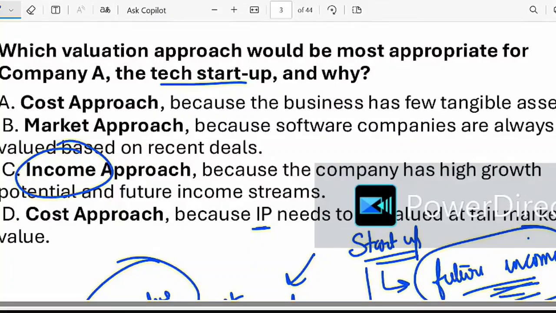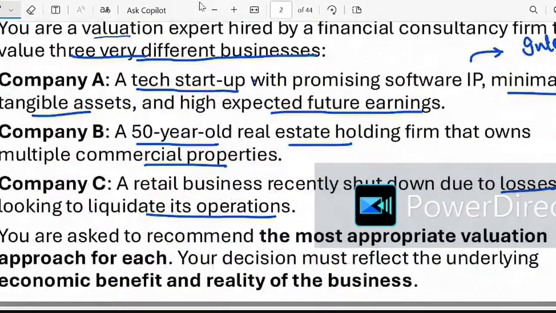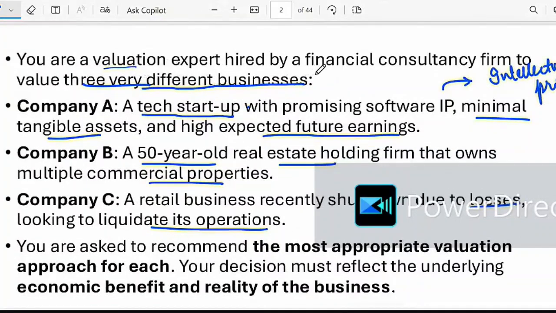Now friends, if you want me to repeat it, I will repeat it again. Suppose some startup company is there, like a tech startup. It does not have any physical asset. Okay, so once again, I'm repeating. Let me explain what this question was all about, as some people have joined late. Suppose you are a valuation expert and you have three companies to value. Company A is a tech startup with a promising software intellectual property. It does not have any tangible asset and it has expected high future earnings.